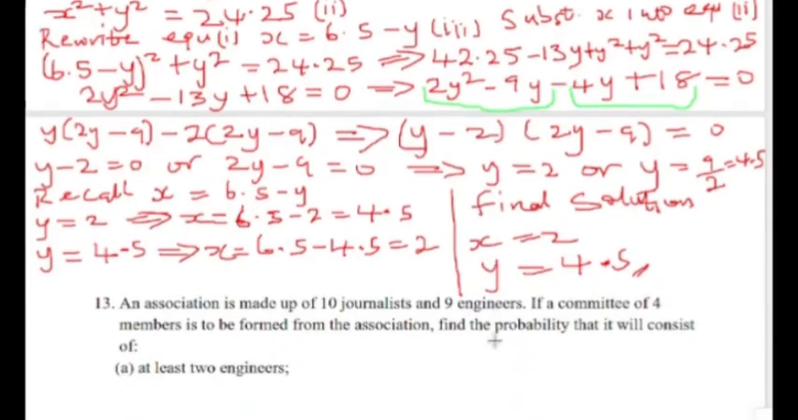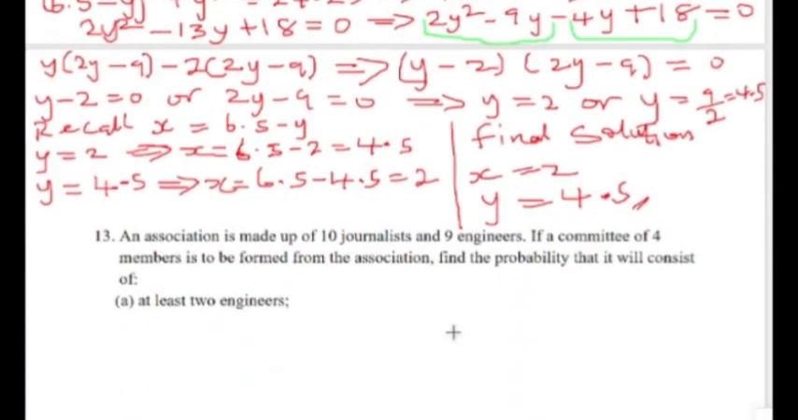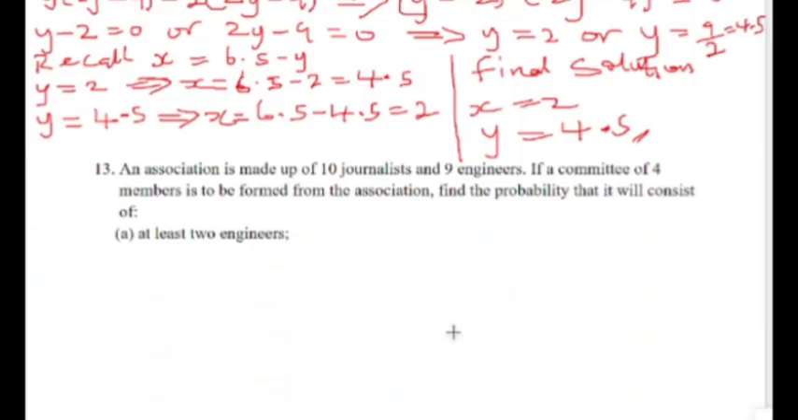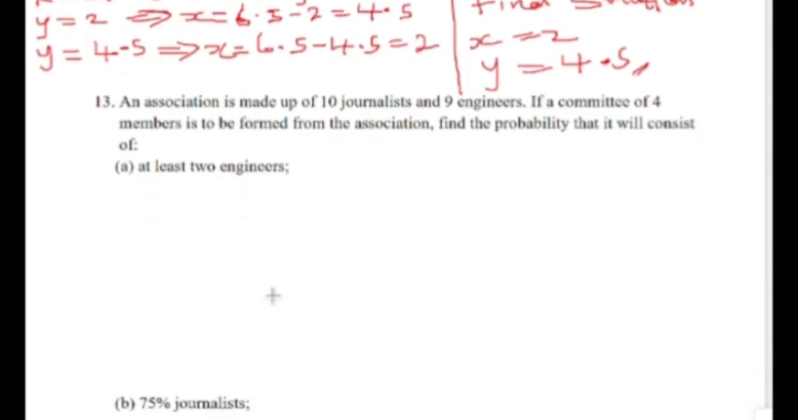Excellent. Now, question 13. An association is made up of 10 journalists and 9 engineers. If a committee of 4 members is to be formed from the association, find the probability that it will consist of at least 2 engineers.